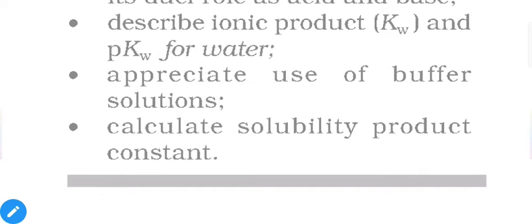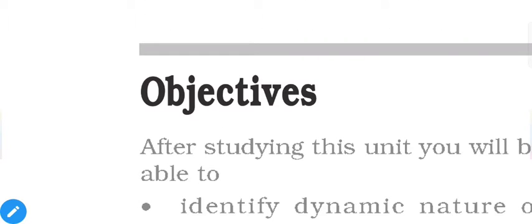Appreciate the use of buffer solutions. Buffer solutions are solutions which do not change their pH when they react with certain chemicals. Otherwise, a normal acid or base does change its pH whenever it reacts with other chemicals of opposite or similar nature. Calculate the solubility product constant. So these are our objectives, and in this unit we will discuss multiple different types of mathematical equations as well. But keep in mind, if you understand the concept properly, then these mathematical terms are easy. You have to understand the topic, then you can explain or calculate the given numericals easily.